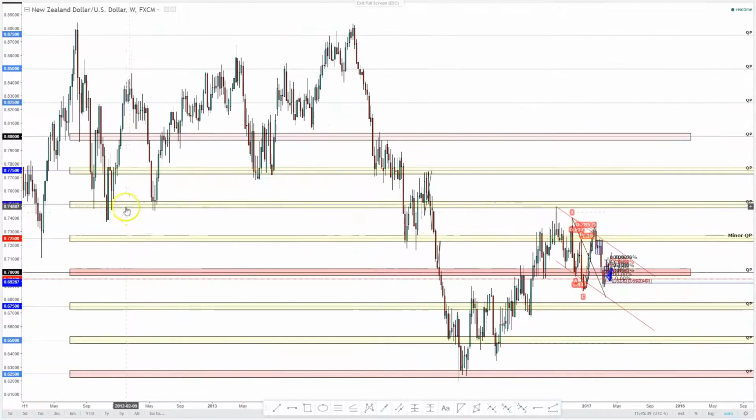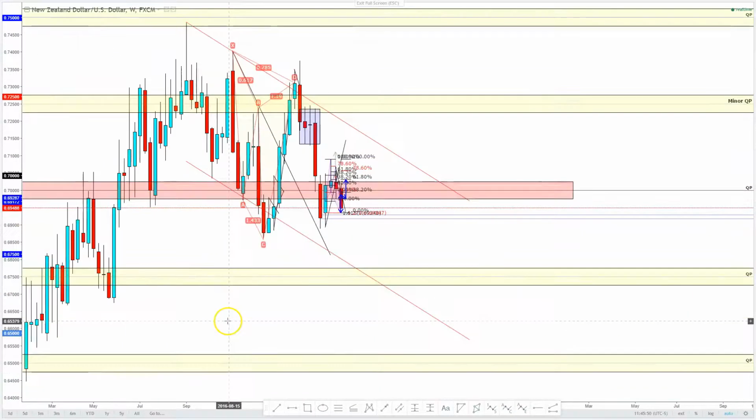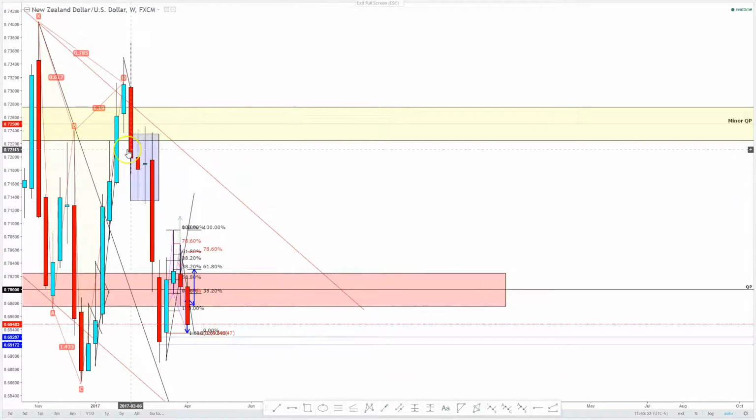Simple. And then you just add in the 25 pip box on each side, so it's 50 pips in total. So it's a 50 pip box on each one, just 25 pips on each side. Very simple, very, very simple. Can't get it simpler than that, guys.